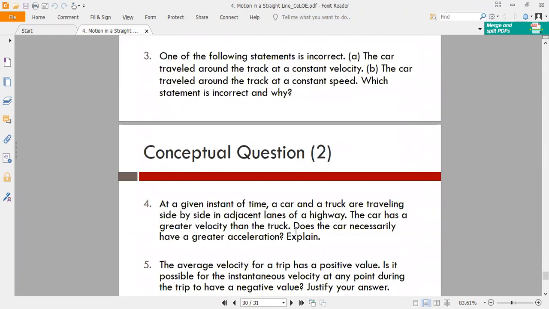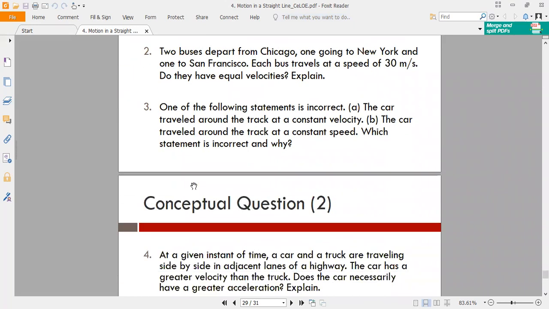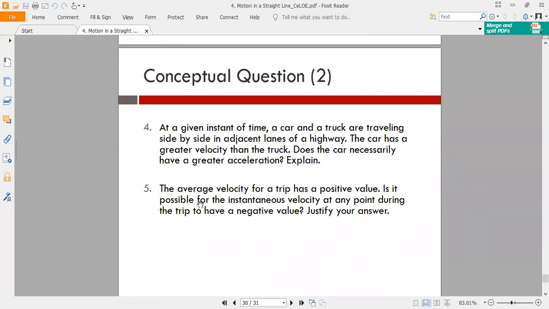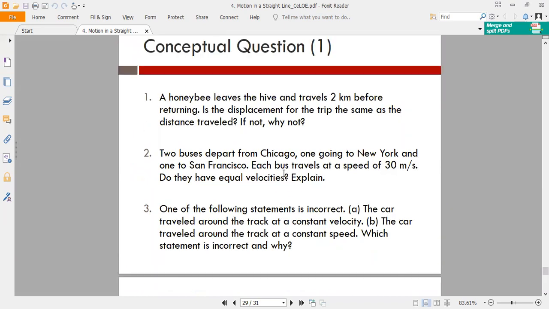And this is a set of conceptual questions. For your attendance, please solve this problem. We have 5 problems, and I think you don't need to calculate anything, because all of them are understanding problems. Please put your answer in the WhatsApp group, and we can discuss after that.